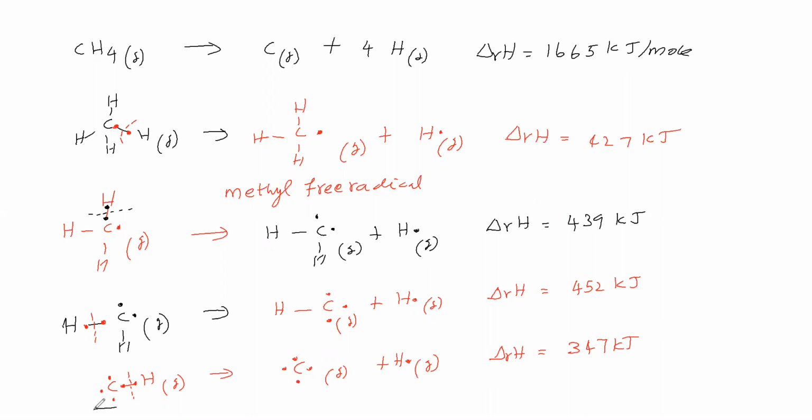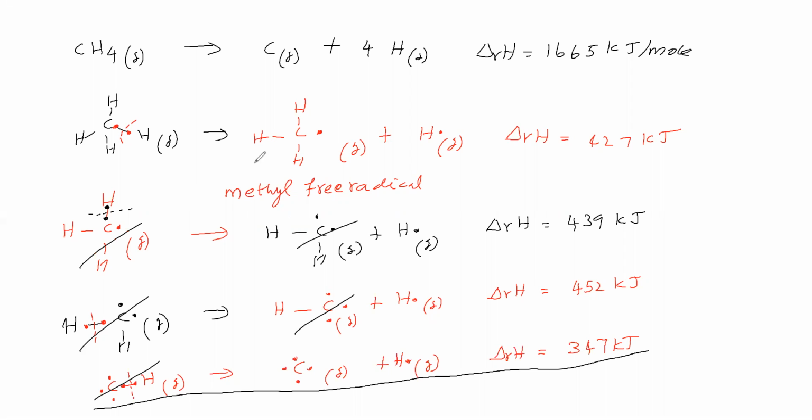Now we will see overall what the common terms are. We will cancel this CH and this CH, this CH2 and CH2, this CH3 and CH3. So on the left side we have CH4, and here carbon in gas state and 4 hydrogen atoms in gas state. For this, the net amount of heat involved is 1665 kilojoule.